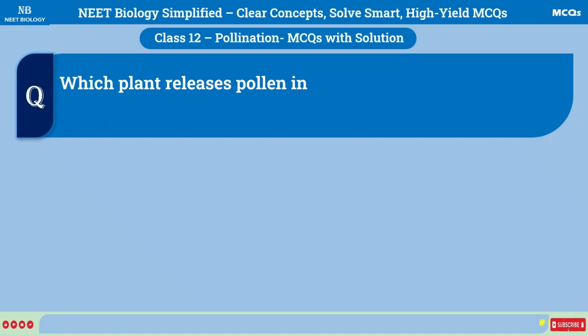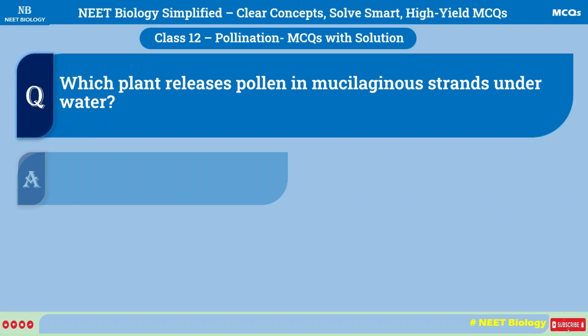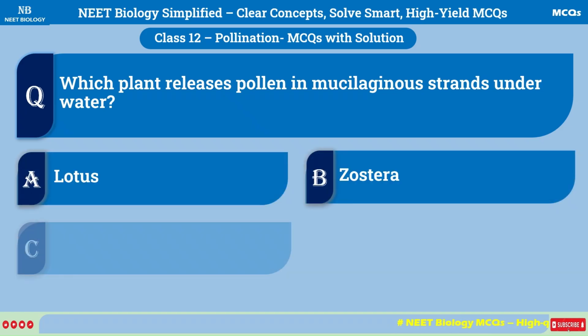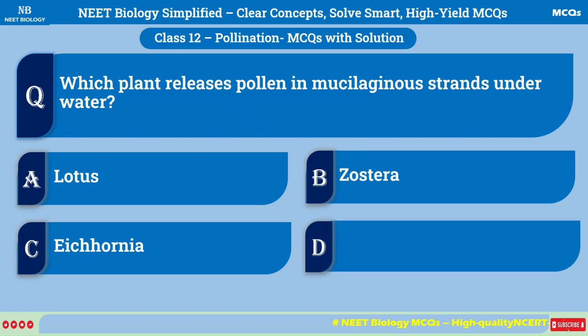Which plant releases pollen in mucilaginous strands underwater? A. Lotus. B. Zostera. C. Eichhornia. D. Vallisneria.